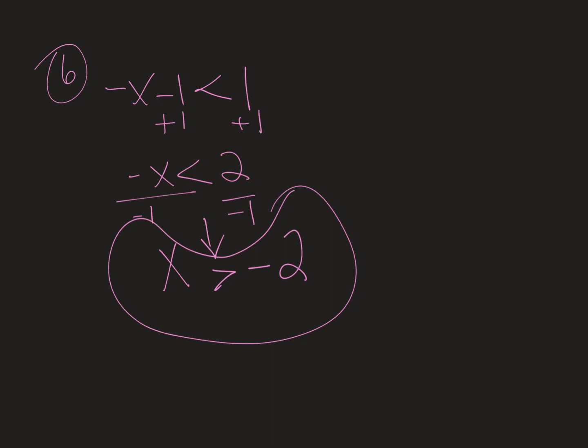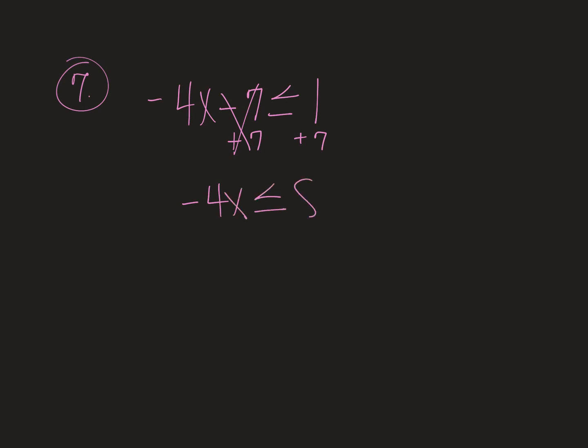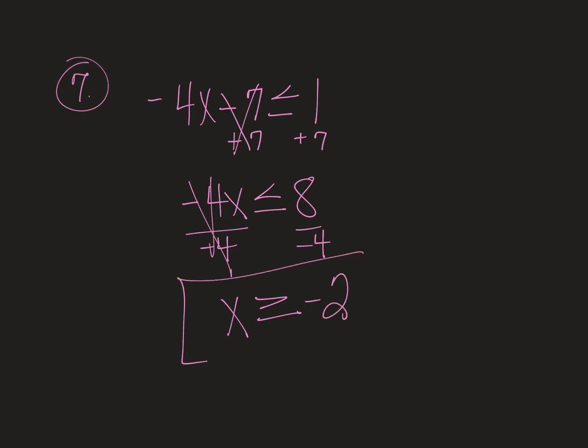Questions on that? All right, so number 7 is negative 4x minus 7 is less than or equal to 1. Okay? So I'm going to add 7 to both sides, and I'm going to have negative 4x is less than or equal to 8. Now I'm going to divide both sides by negative 4. Remember, you're dividing by a negative, so you're going to flip your inequality sign. x is greater than or equal to negative 2. And that's your answer for number 7.